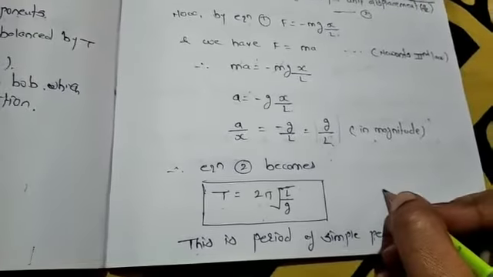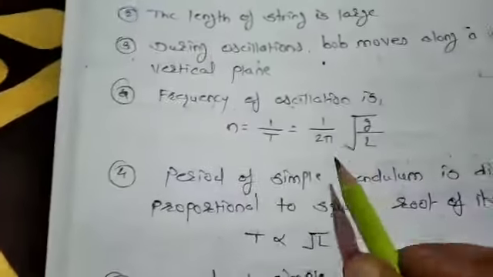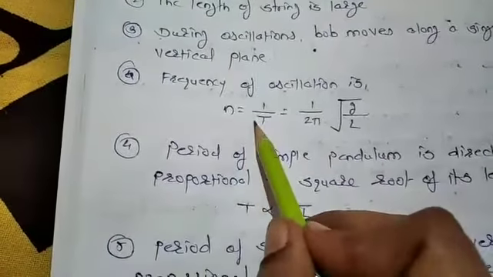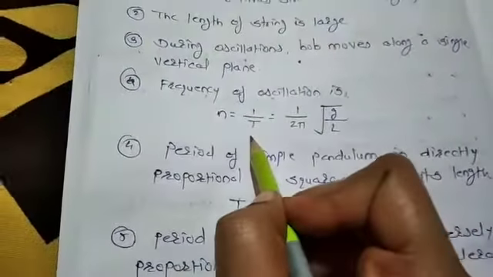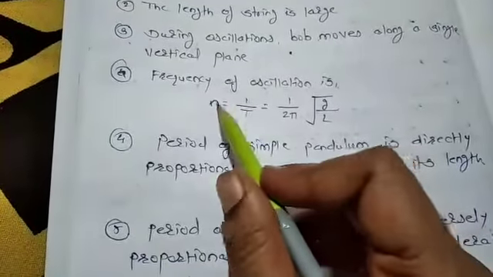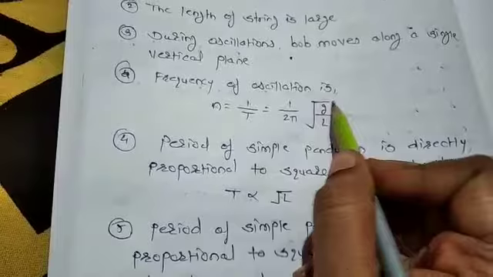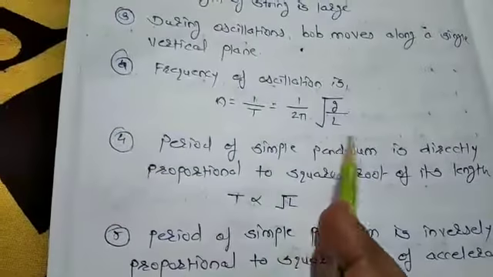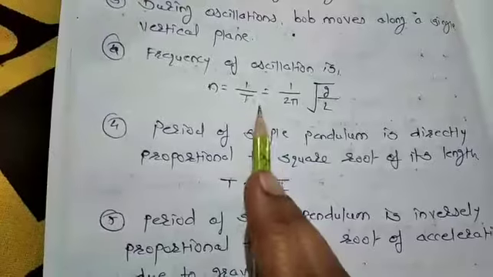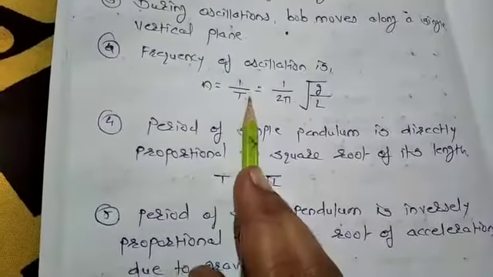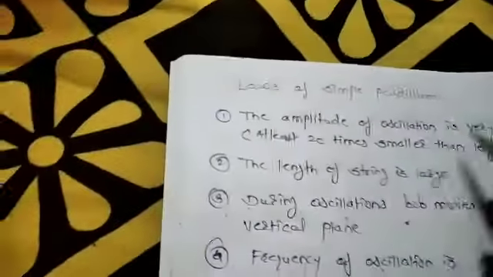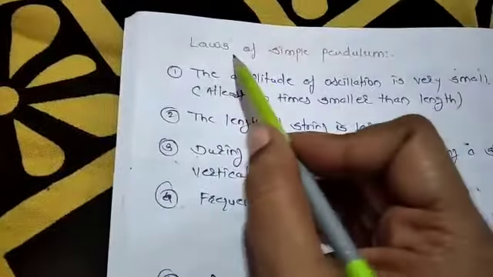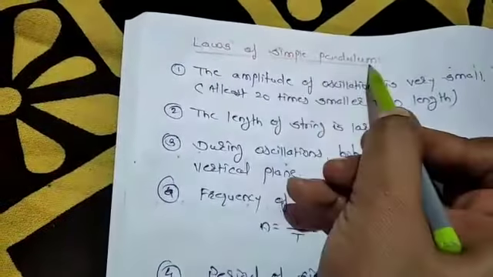So we can have the formula for the frequency as, I'll show you. This is the formula for the frequency, that is n is equal to 1 upon T. Right? The frequency is nothing but the reciprocal of the time period. So we can write frequency as 1 upon 2 pi root of g by L. From this formula for the time period of the simple pendulum, we have some assumptions, and we can call them the laws of the simple pendulum.